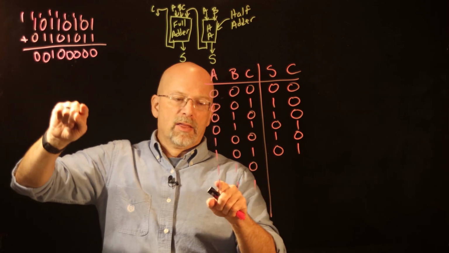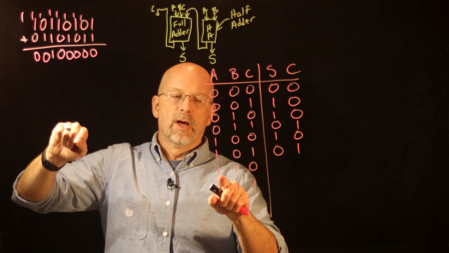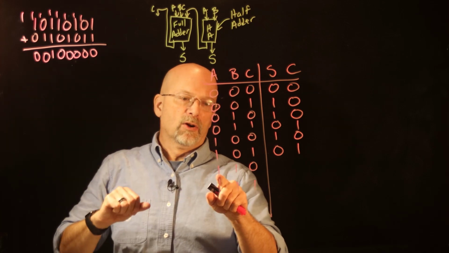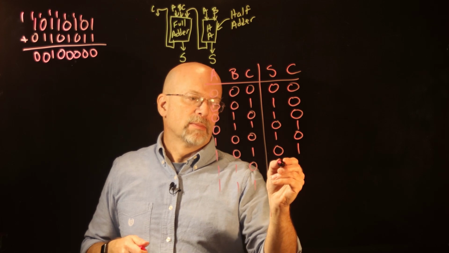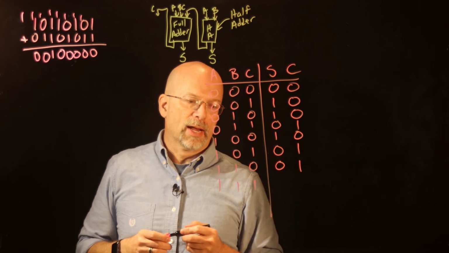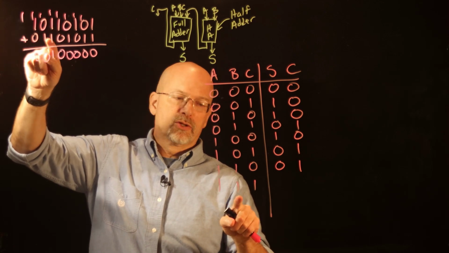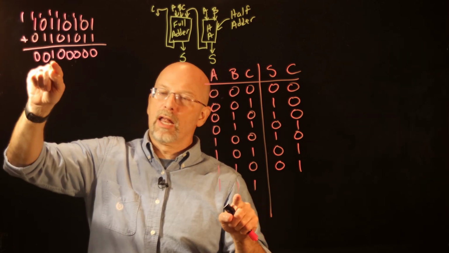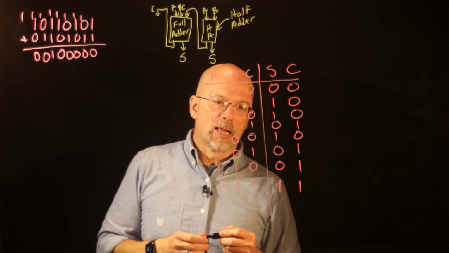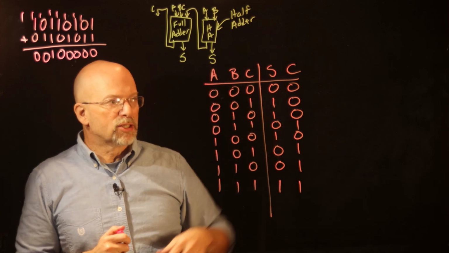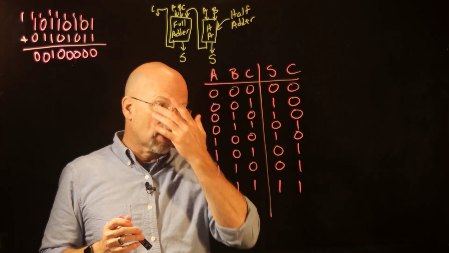And then in this row, A and B are both equal to 1 and there's no carry from the previous column. That's equal to 0 with a carry out. And in this case, A is 1, B is 1, and there's a carry from the previous column. That gives us a result of 1 with a carry into the next column. All right, so there is our truth table that defines the operation of the full adder, every possible consequence.